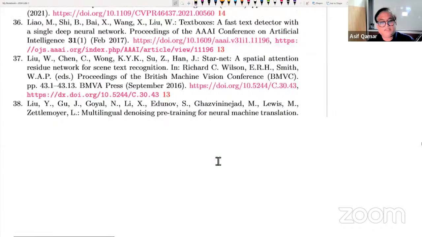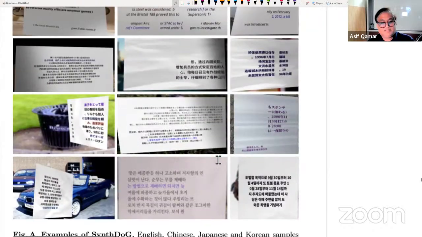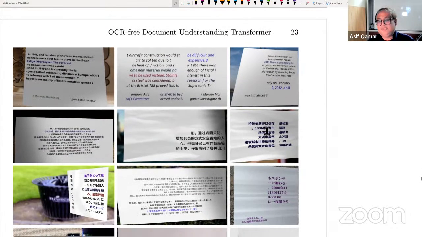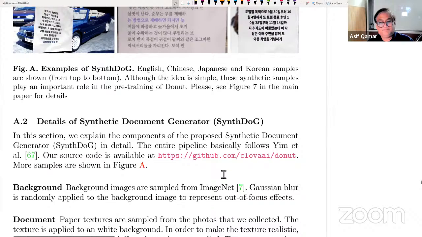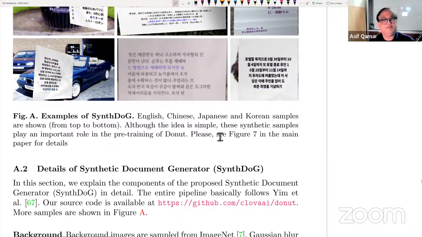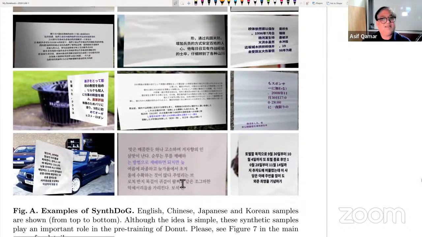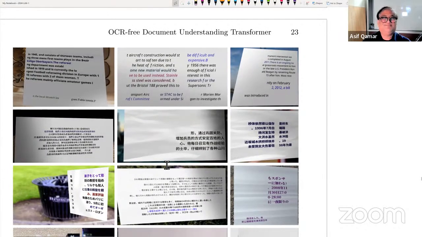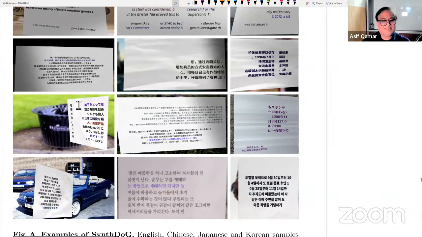Then there are some more examples. Look at this. You see the examples of things that it is able to make head and tail out of? But no, actually, this is an example of another tool that they created in this paper, SynthDog. English, Chinese, Japanese samples are shown. Although the idea is simple, these synthetic samples play an important role in the pre-training of Donut. So what are they doing, really? They're just producing text and slapping it on something, isn't it? Like this thing on a garbage can doesn't quite make sense, but it does produce that.